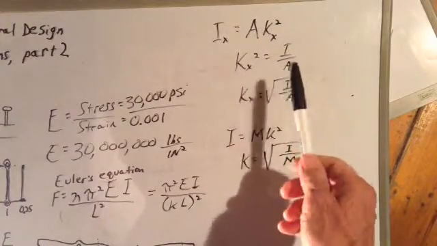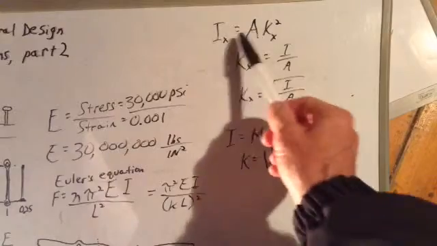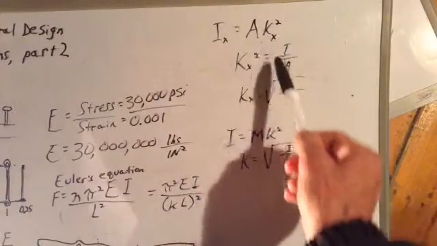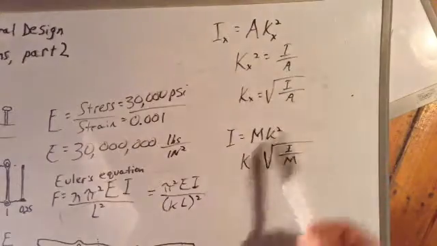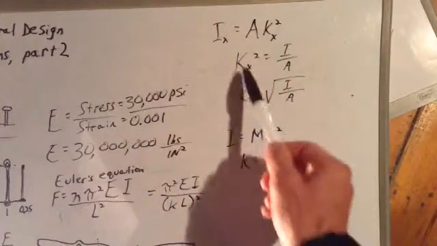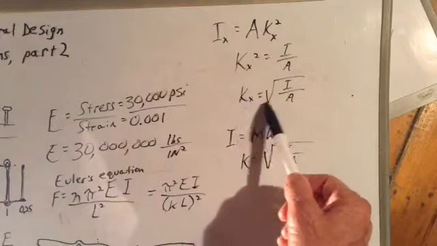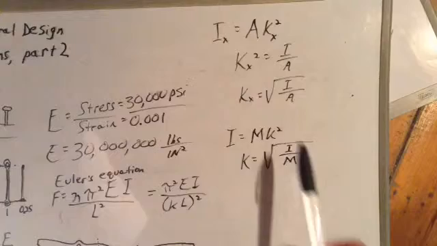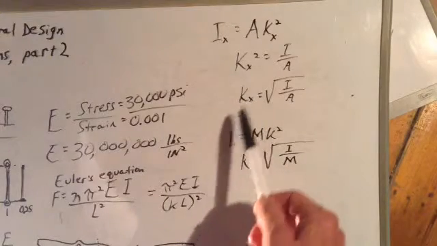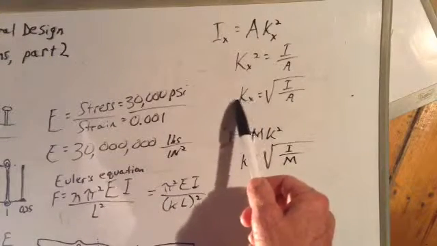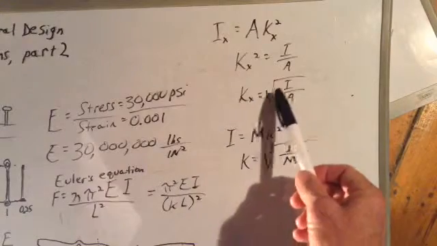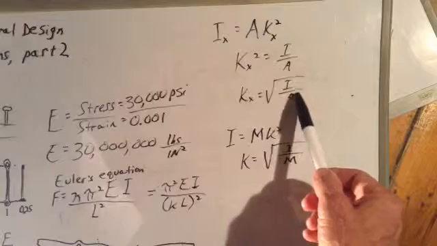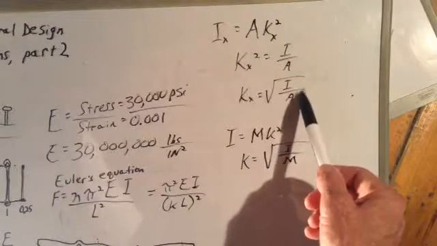Okay, and if that's the case, we can divide each side by A. We have I over A equals k squared. k squared equals I over A. Then we can take the square root of each side. The square root of k squared is k, equals the square root of moment of inertia over area. So that's how you find your area radius of gyration. Just take the square root of the area moment of inertia divided by the cross-sectional area of the beam.